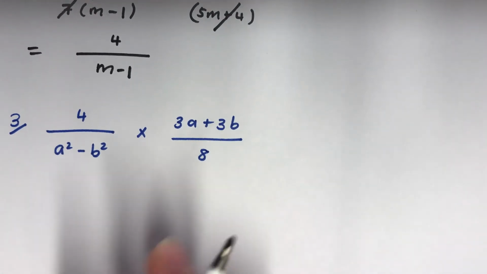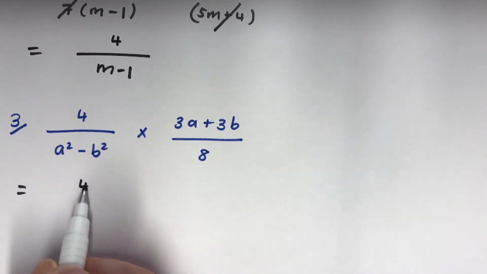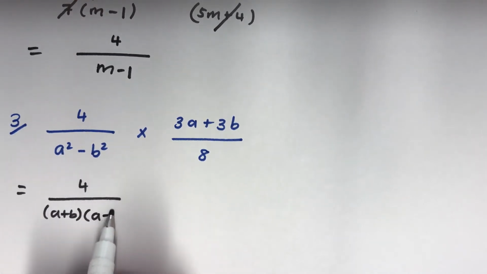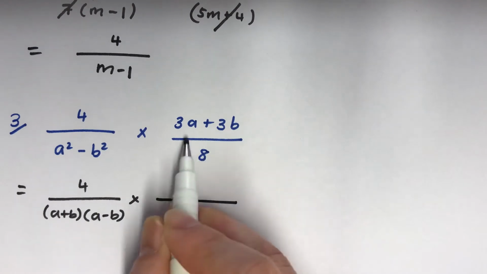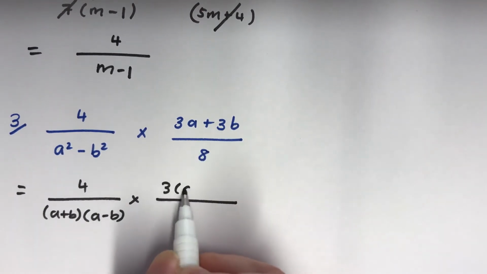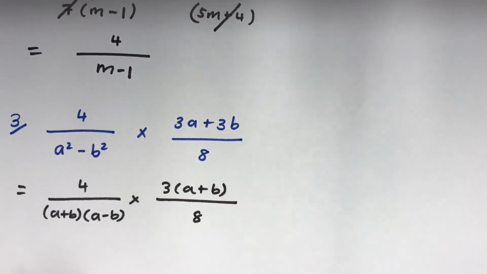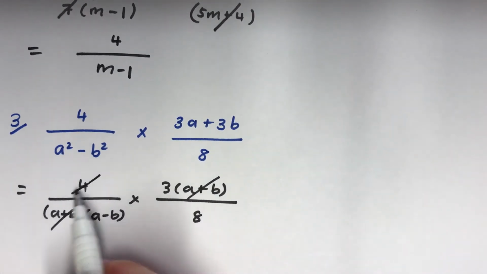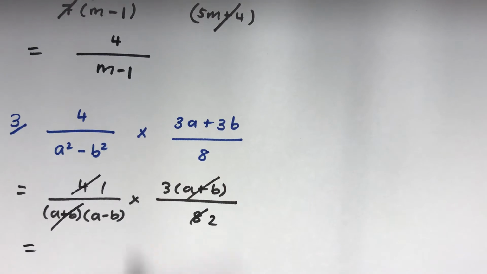That's also, I don't have to flip anything. So I'm going to go 4. That's the difference of two squares. A plus b, a minus b times, what's the common factor here? 3, a plus b, and 8. Okay, so that goes out. That's 1, that's 2. All right, I think I'm done.